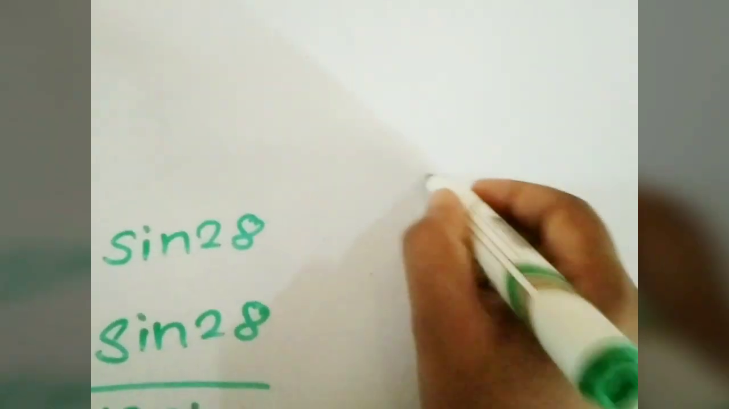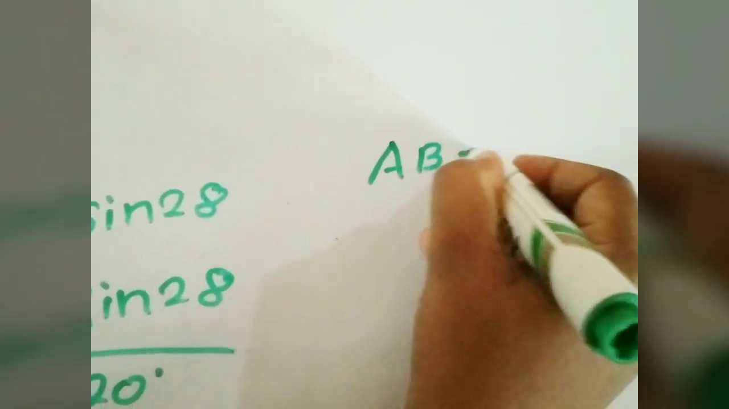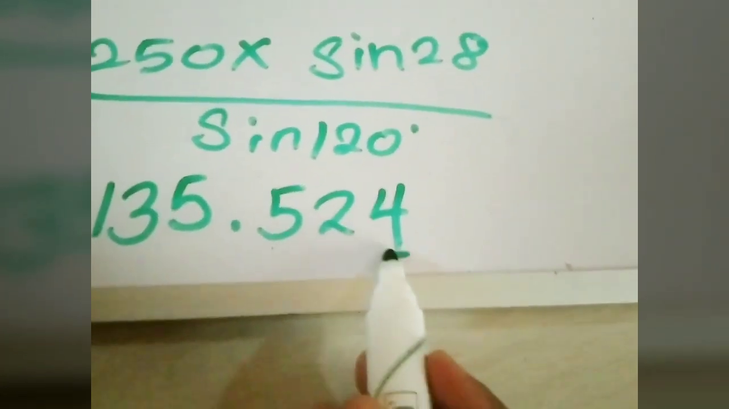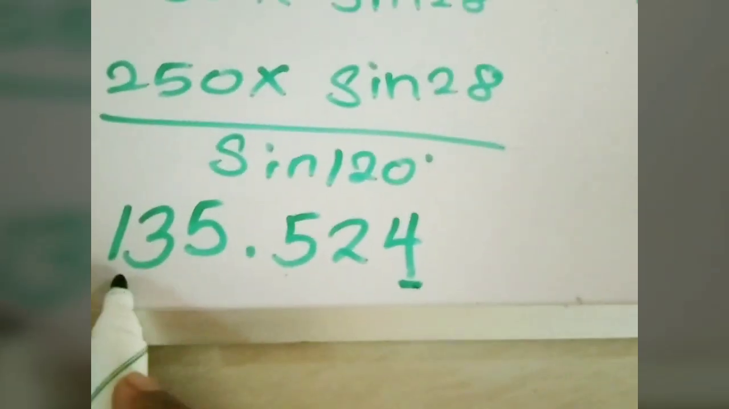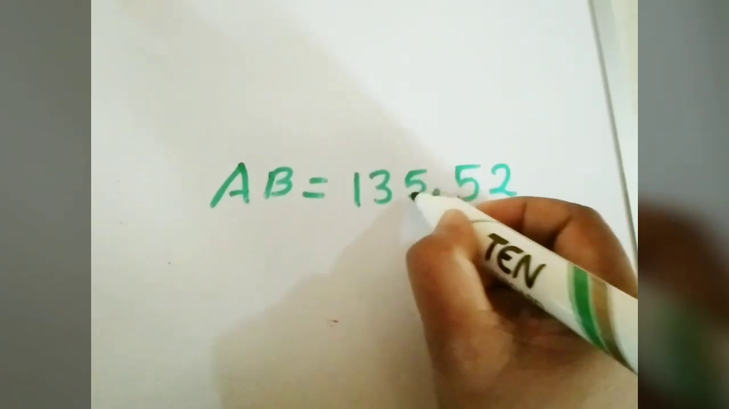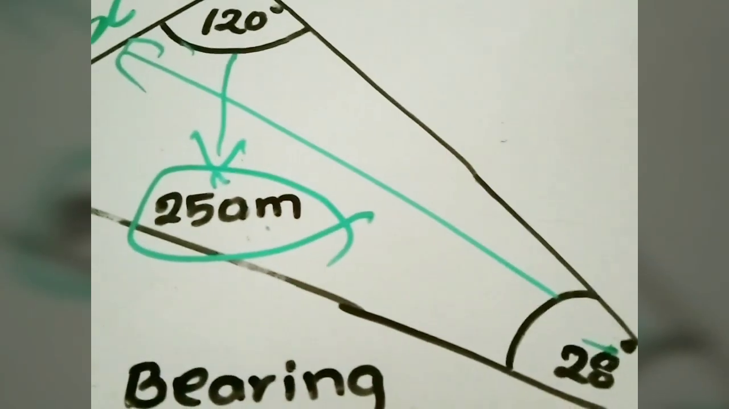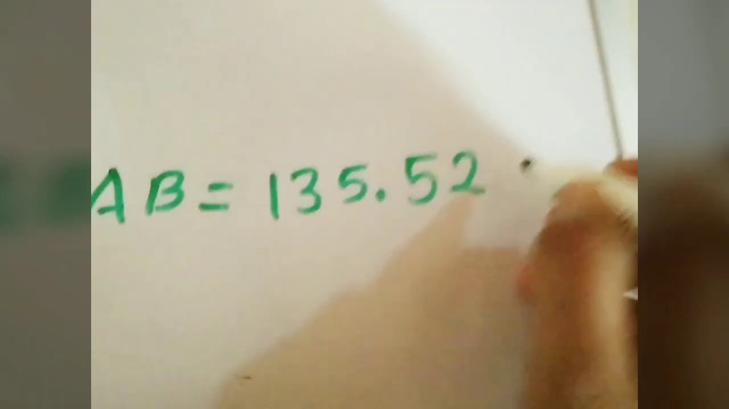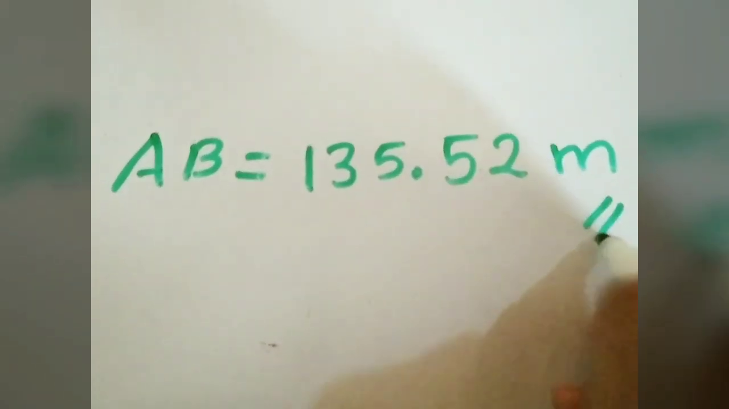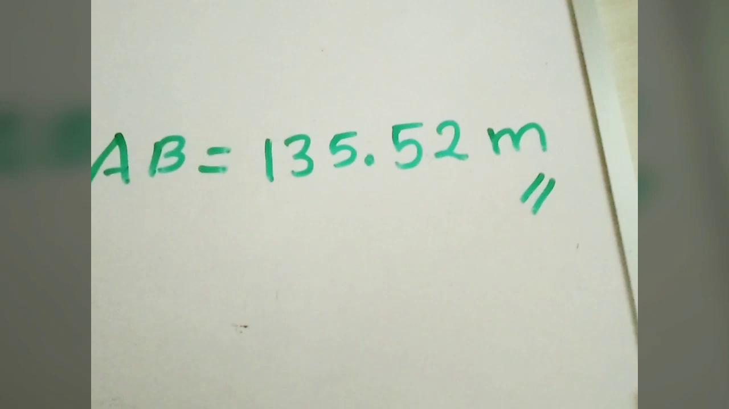How? AB is equal to 135.524. So we can round it off. 135.52. It's enough. The unit is important. It's length, so meters, according to this question.